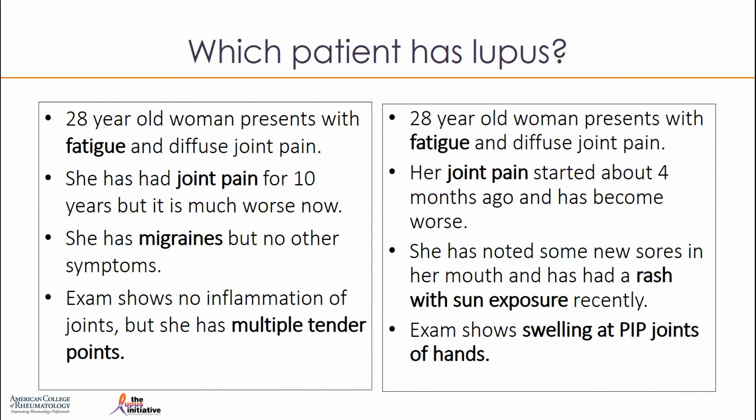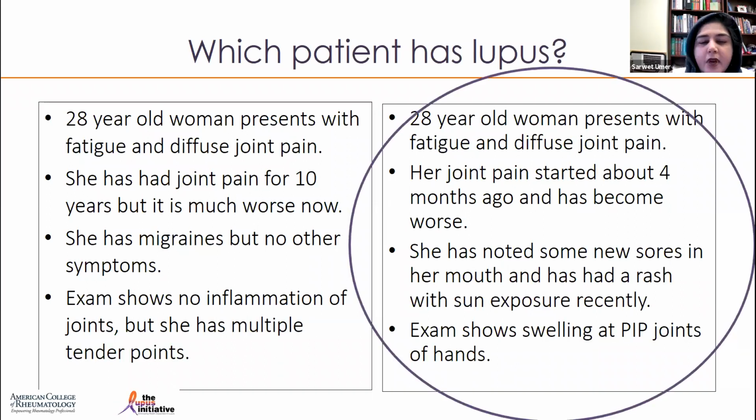Many people are saying case 2. Okay, we got it right. So case 2 is lupus. Case 1 is fibromyalgia because the patient has a lot of vague symptoms, but just tender points. But here you have a patient who not only has fatigue and joint pain, but also is complaining of joint swelling, has photosensitivity, and so arthritis and photosensitivity and rash and oral ulcers. These are all criteria of lupus.